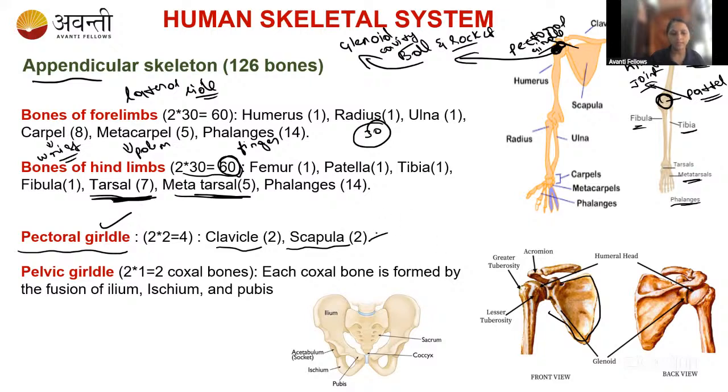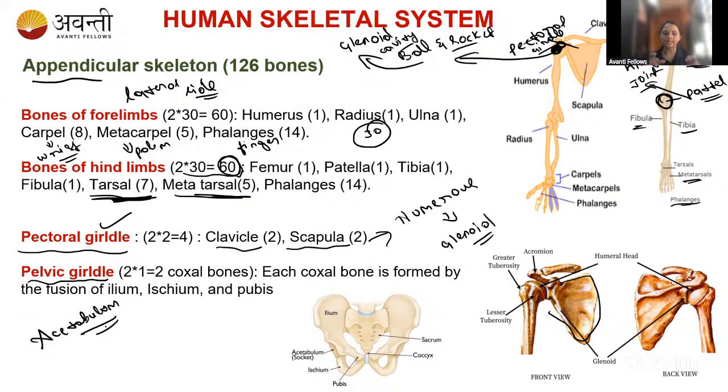I have told you the pectoral girdle helps in the attachment of the humerus by the glenoid cavity. I have written glenoid on the upper side also. Then coming to the pelvic girdle, where the hind limb is attached. The hind limb is attached through the pelvic girdle. Here the acetabulum is there. Through this acetabulum, the femur is attached.